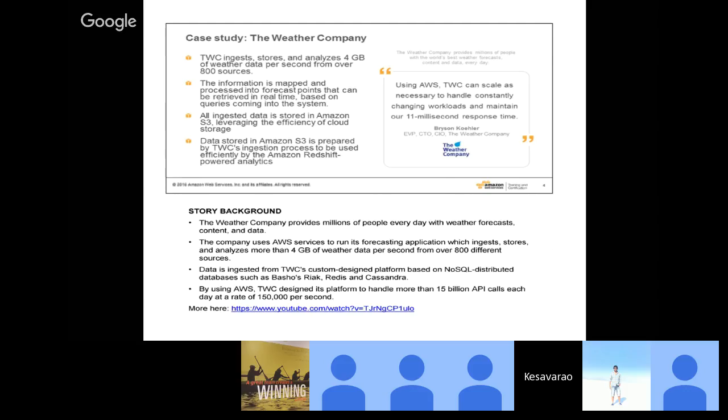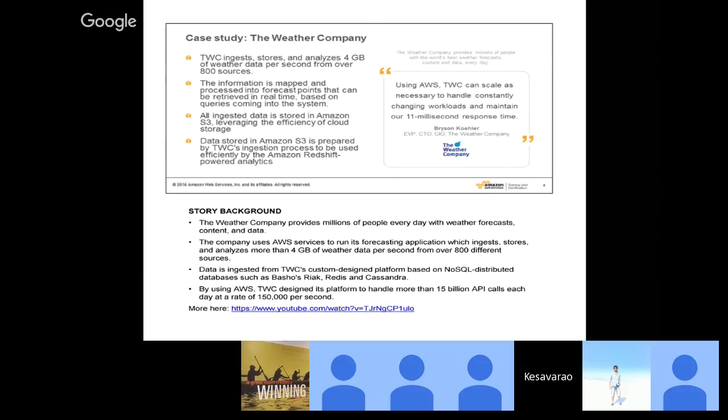And The Weather Company, this is another very interesting case, because weather is one of the biggest, like we get so much data from satellites. The Weather Company collects so much information continuously. So it has to ingest, store, and analyze so much data. They're saying 4 gigabytes per second from 800 sources. So it has to be mapped and processed into forecast points in real time.